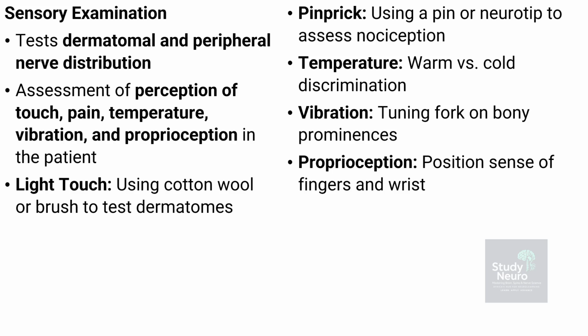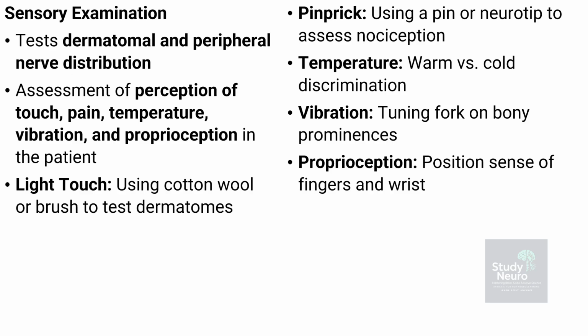Sensory examination helps us map out how the nerves of the upper limb are functioning. We assess both dermatomal and peripheral nerve distributions, focusing on how the patient perceives touch, pain, temperature, vibration, and joint position. Light touch is tested with a soft brush or cotton wool across the skin, while pinprick or a neurotip checks pain sensation. Temperature perception is evaluated by asking the patient to distinguish warm from cold stimuli.